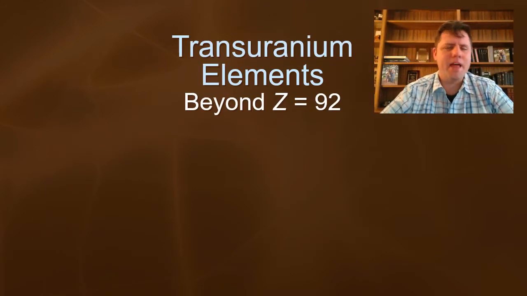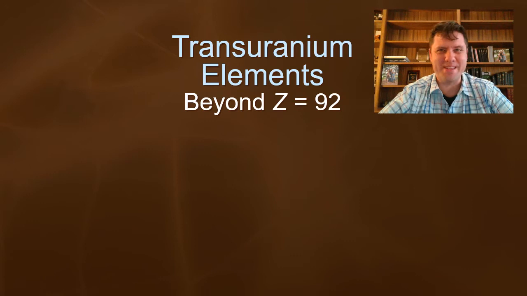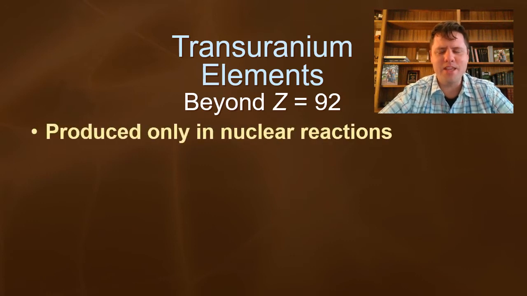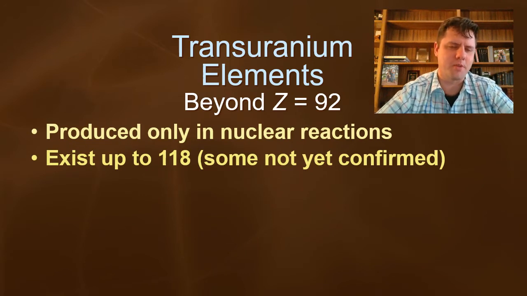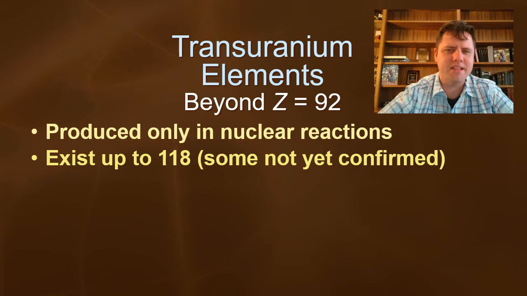Now, the transuranium elements are every element beyond 92, beyond uranium. That's why they're called the transuranium. They're beyond uranium elements. And these are produced only in nuclear reactions. And we have discovered elements up to 118, although some yet are not confirmed. So like I said before, there's some that have not been confirmed, but they do exist up to 118.